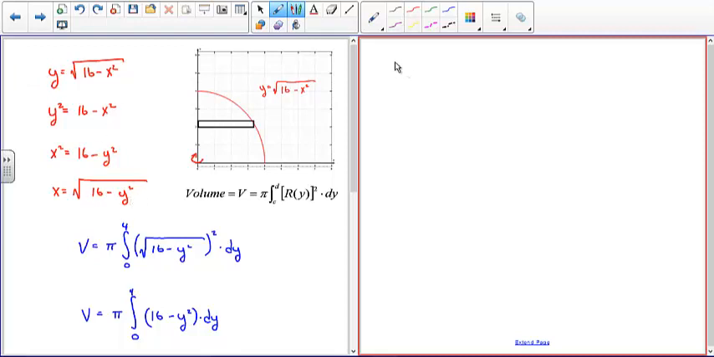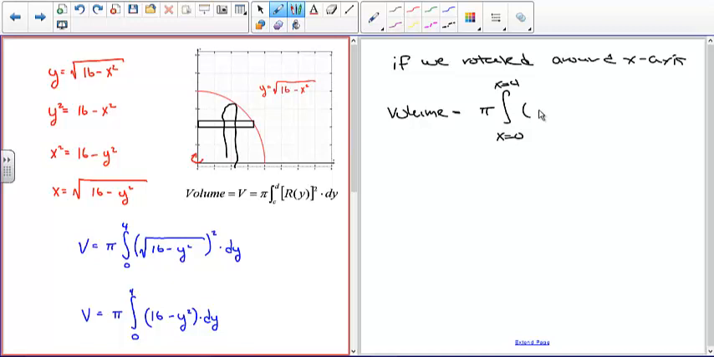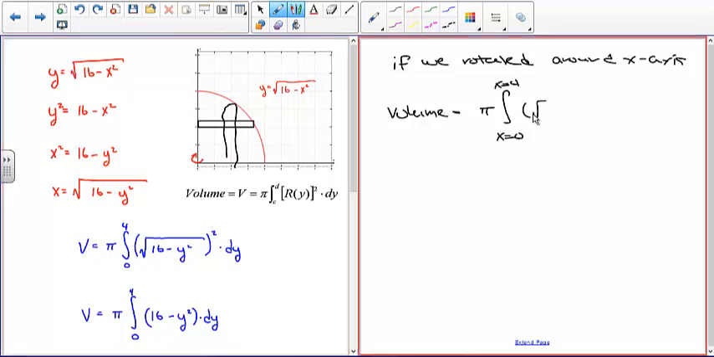So let's just write it out. If we rotated around the x-axis, the volume would be equal to pi times the integral from x equals 0 to x equals 4, and r of y, the radius, if I drew this rectangle like that, the radius would be this function, which would be the square root of 16 minus x squared. So that's the radius, and then you square the radius, pi r squared times dx.